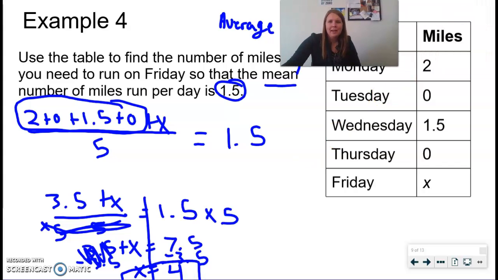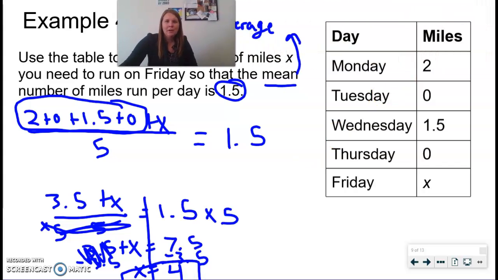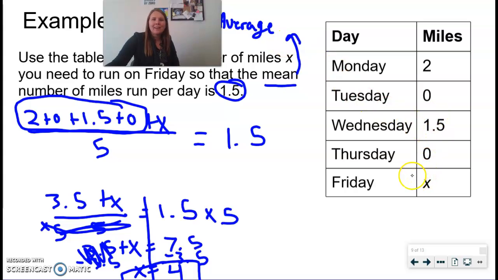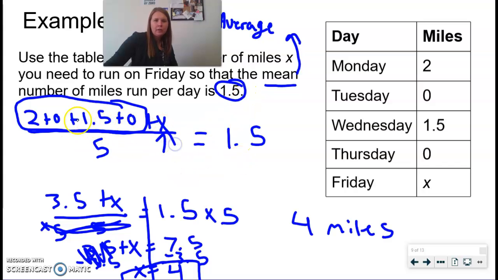So that means on Friday you've got a lot to work on because you slacked off on other days, and now you have to run 4 miles on Friday so that your average is going to be 1.5. And again, I can always plug this back in and see if that works. If I took 2 plus 0 plus 1.5 plus 0 plus 4, that's 7.5. If I divide it by 5, do I get 1.5? And I do. So I know that my solution is correct.